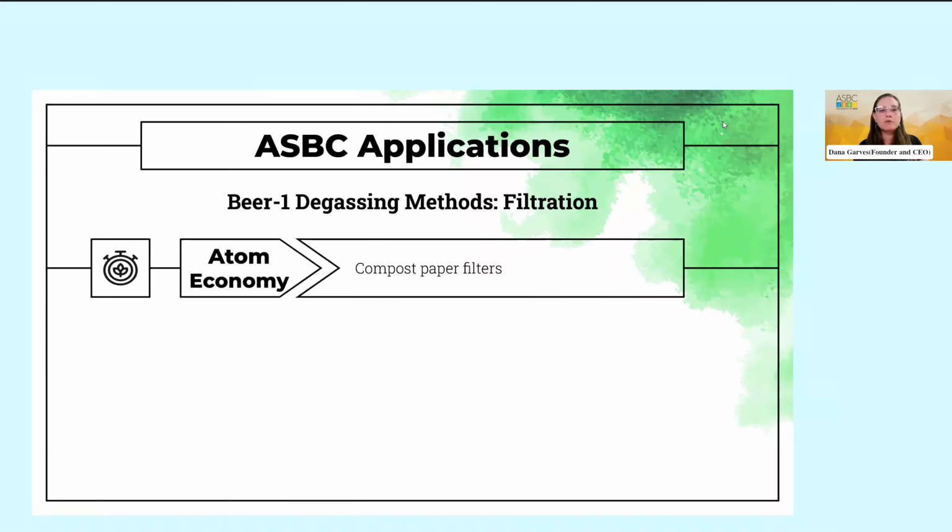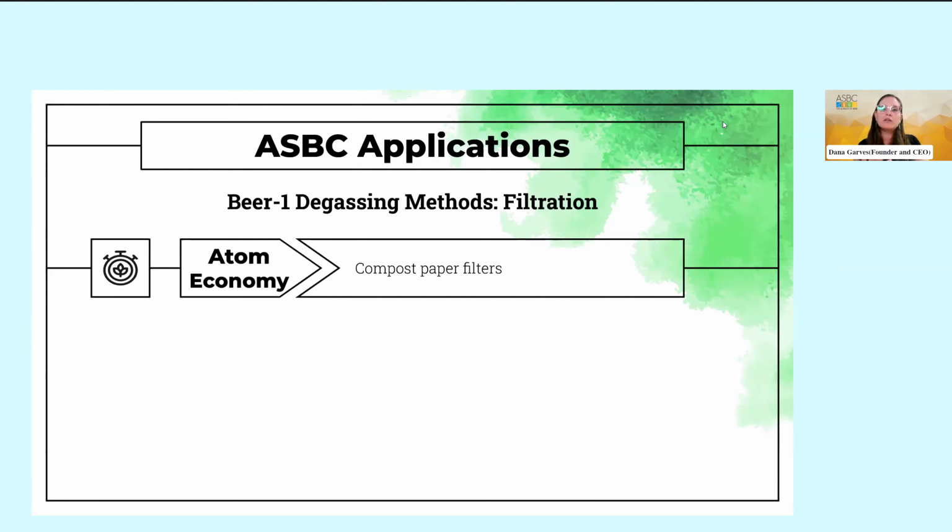So Beer 1, which is degassing methods, we can utilize filtration via paper filters. And I filter maybe between 10 to 30 beers a day, which means that I have a ton of paper waste. This was really getting to me. I felt like I was generating so much waste, and I realized I can just compost these. These can go straight back into the environment because they've only touched beer.